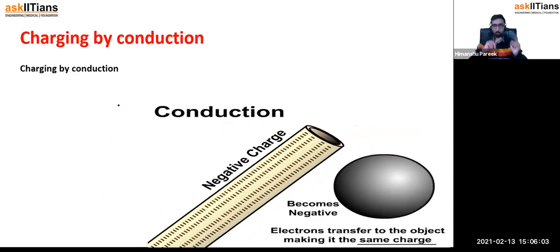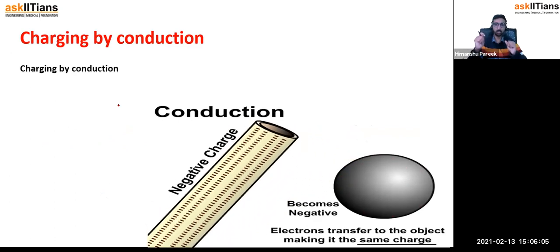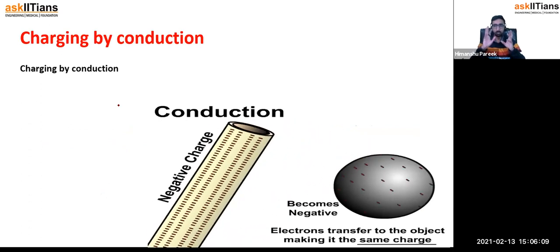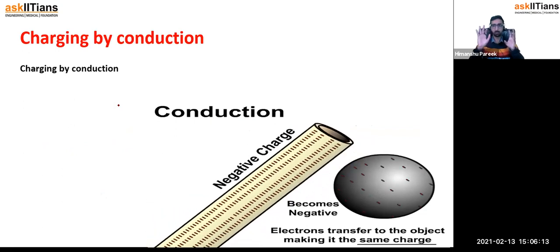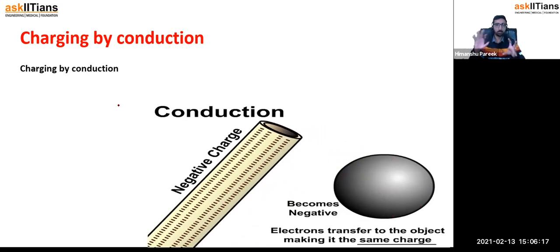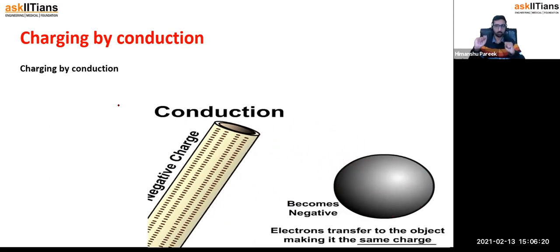Now the two methods which I'm going to discuss with you, charging by conduction and charging by induction, are very close to each other. They look very similar to each other, but there are certain differences between them. So those 1-2 differences we must remember. It can be asked in our exam as a 1-mark question.